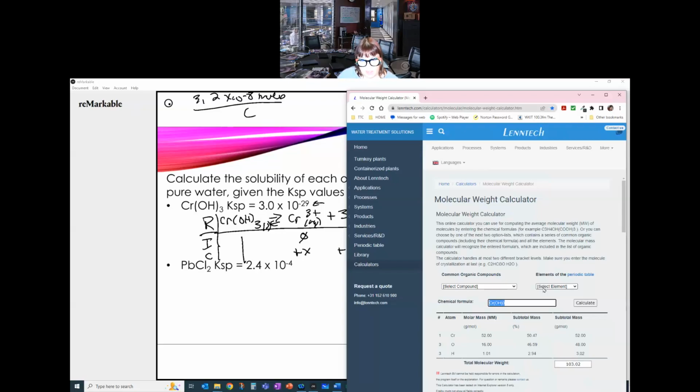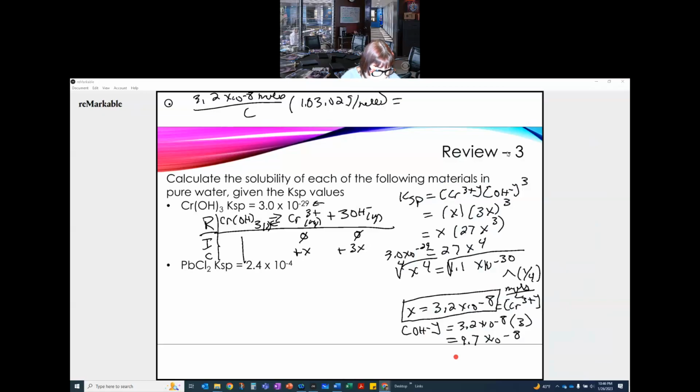Okay. It finds the molar mass of the Cr, of the H, and of the O, and multiplies them by the number that is present, and then gives me the total, 103.02. So I would multiply this answer by 103.02 grams per mole. And that would then give me the solubility in grams per liter.